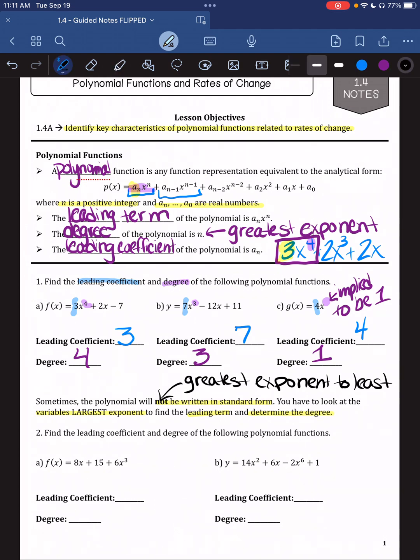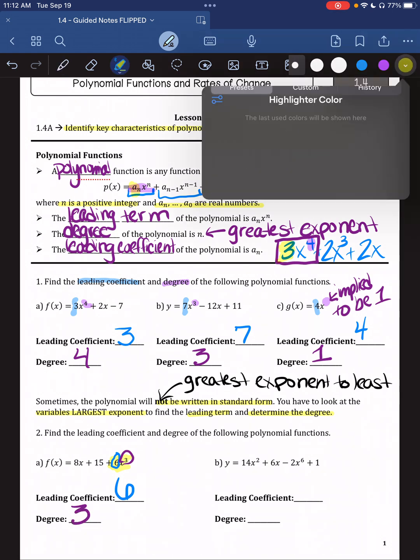So let's look at A here. We notice that 8x is the first term, but that's not the term with the greatest exponent. So 6x cubed has the greatest exponent. That's what we're going to look at to determine leading coefficient and degree. So the leading coefficient here is that number, so that would be 6. And then that degree would be its exponent, so that would be 3.